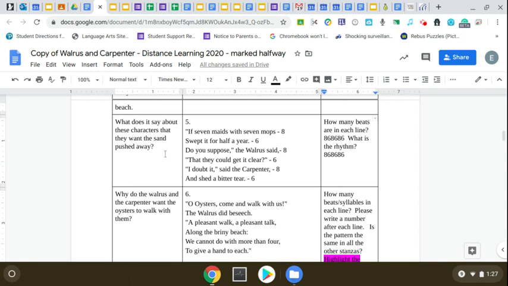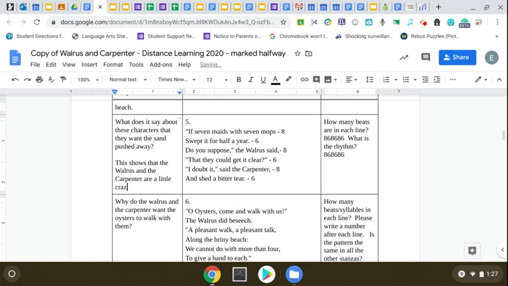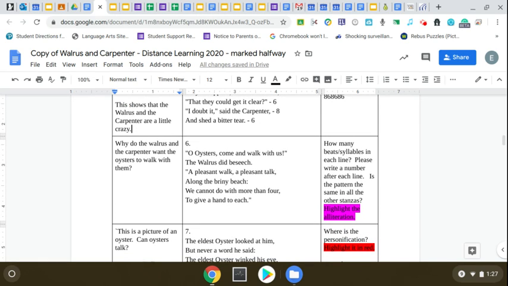And again, what does it say about these characters that they want the sand pushed away? This shows that the walrus and the carpenter are a little crazy. That's what I'm saying.